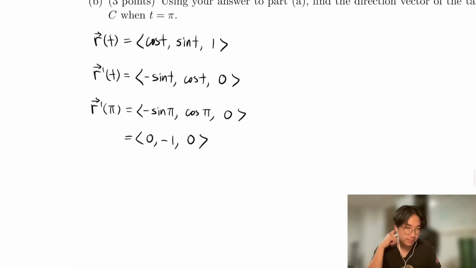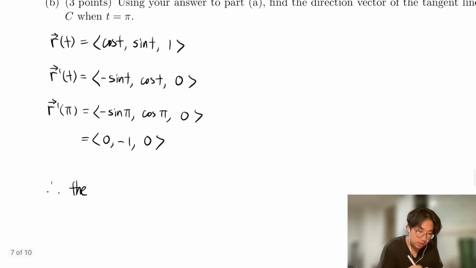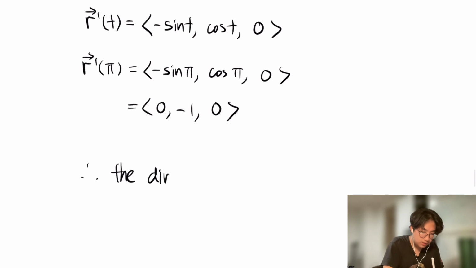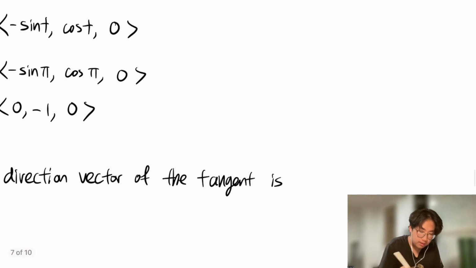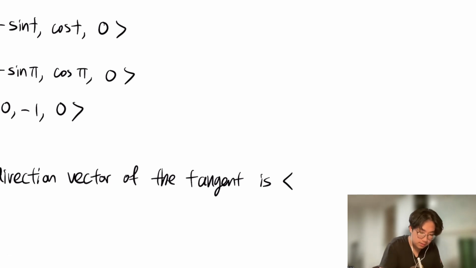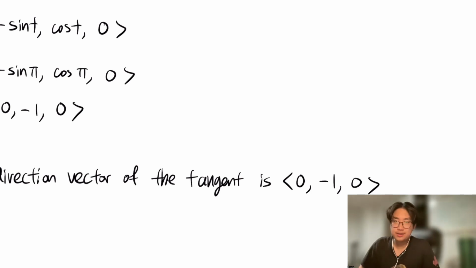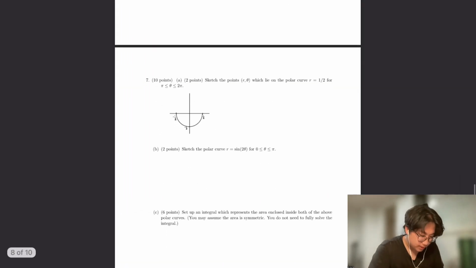So again, as usual, you can just write a conclusion statement if you'd like. You can say, therefore, the direction vector of the tangent is this, so 0, negative 1, 0. And again, usually in high school, you get docked for not writing a conclusion statement, but honestly, I feel like I usually either do write it or they truly don't care. But yeah, there's that. Okay, last question here.